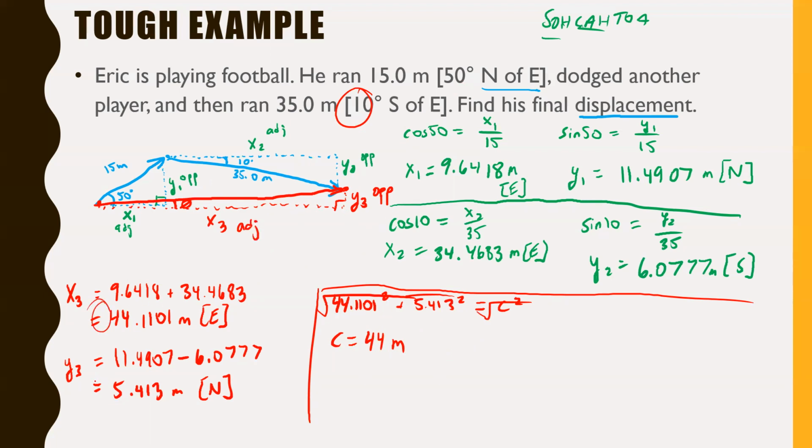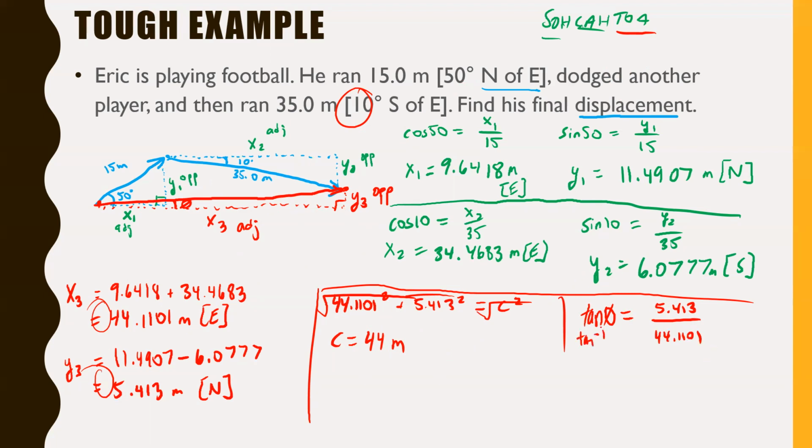They're right here and right here, right? We got to use trigonometry on that. Opposite and adjacent, that's going to be tan, right? So we can say tan theta equals opposite, which is 5.413, over adjacent, which is 44.1101, and then use inverse tan on that.